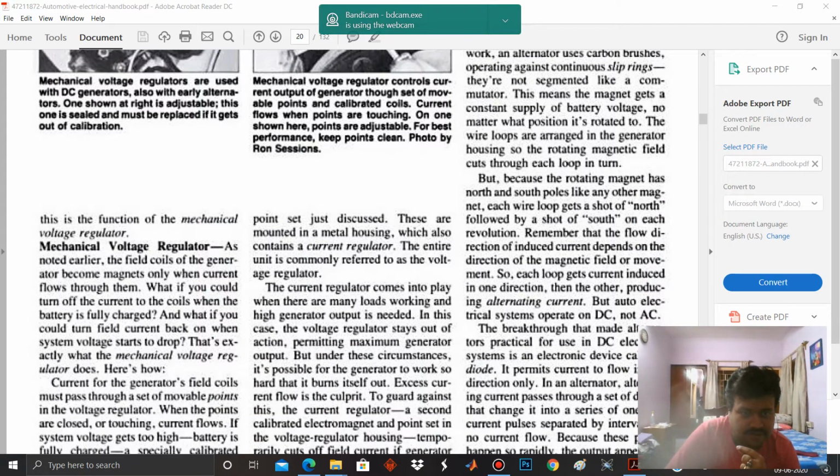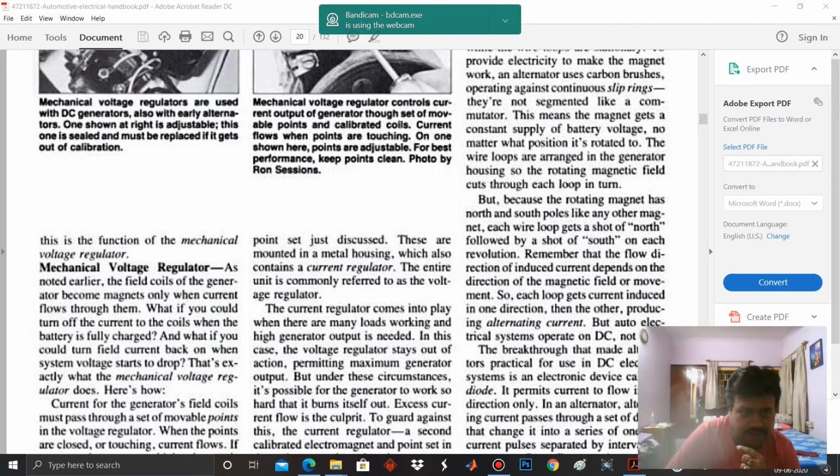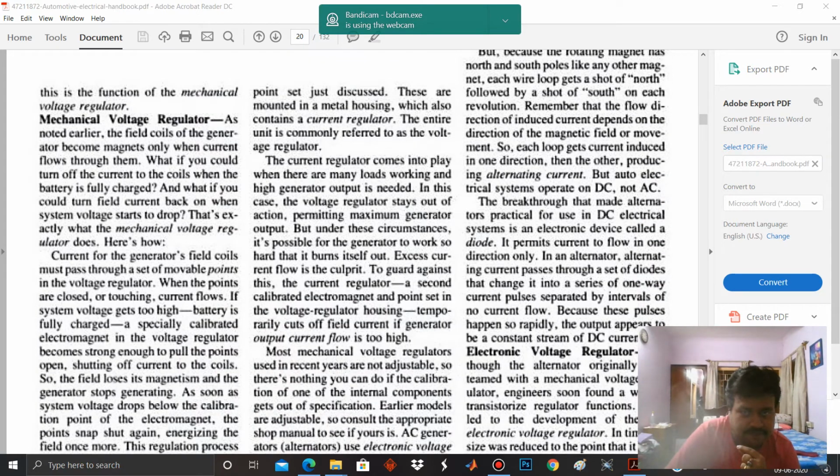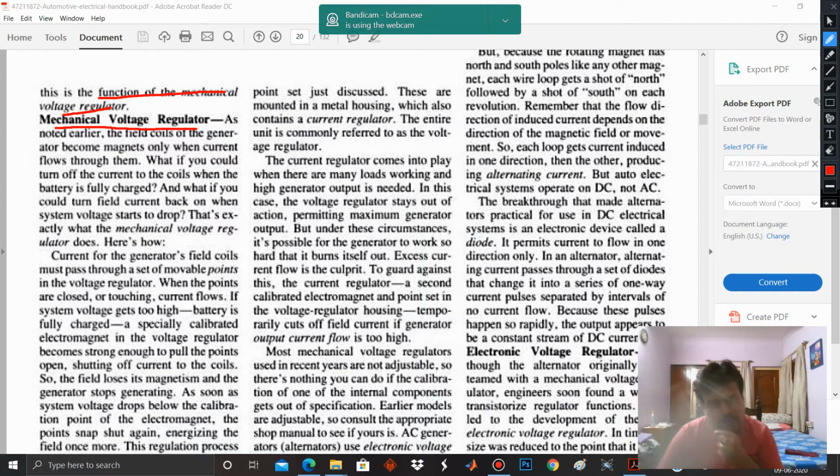This is the function of a mechanical voltage regulator. So we need a voltage regulator. A mechanical voltage regulator is supposed to regulate the voltage in order to control the current. That is one of our primary tasks.